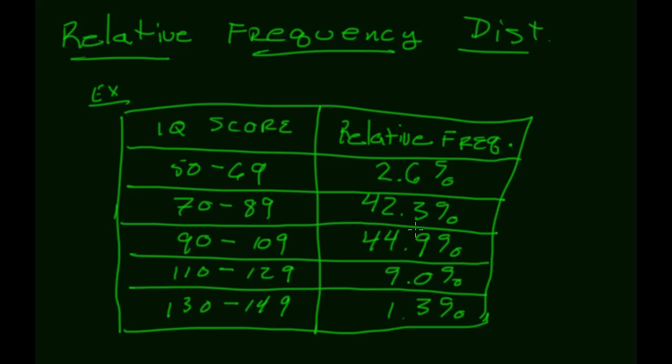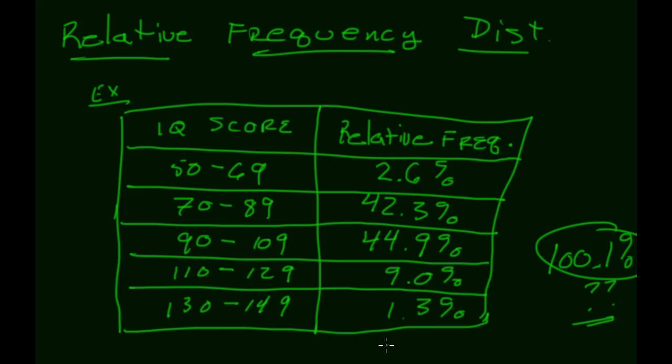Now you might be noticing something. Okay, so if I add these numbers up, right? So if I add up 2.6 plus 42.3 plus 44.9 plus 9.0 plus 1.3, I end up with 100.1%. So that seems a little off.